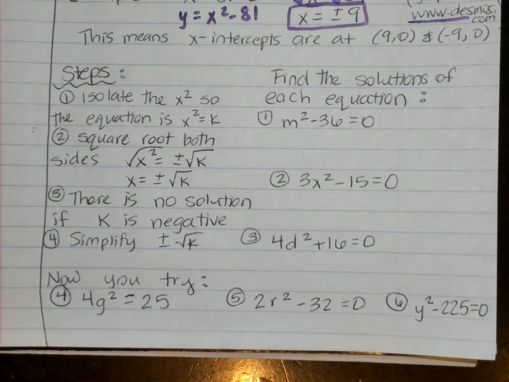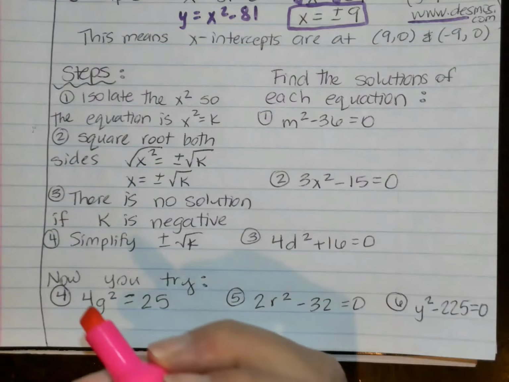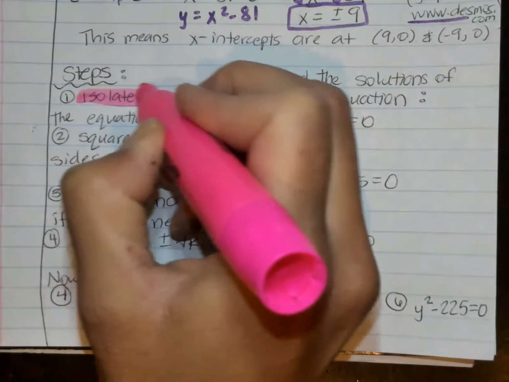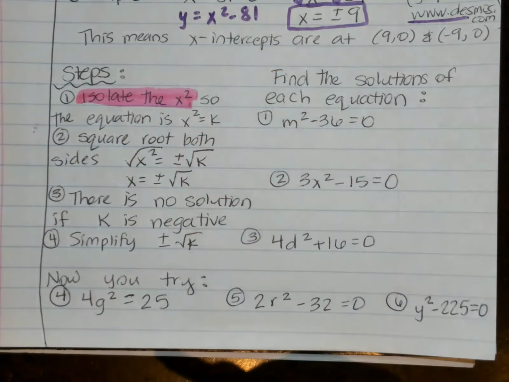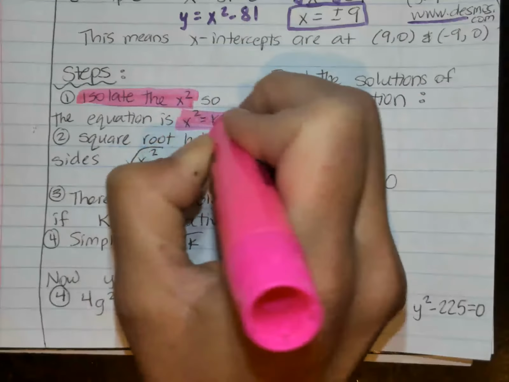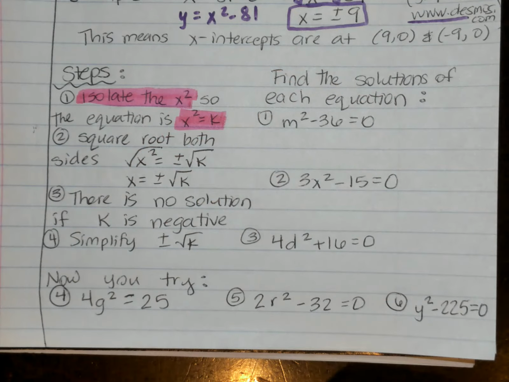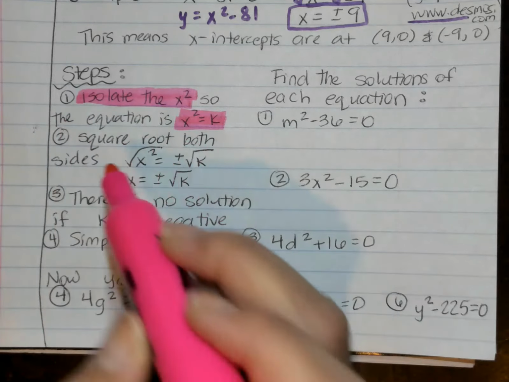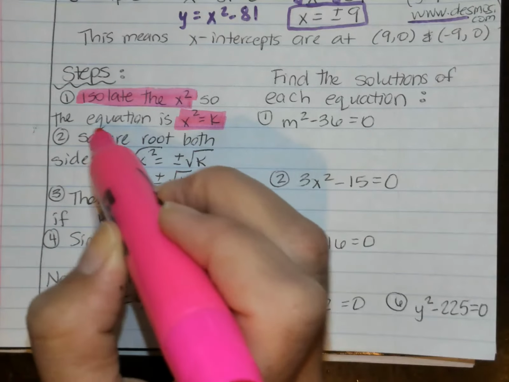So here are the steps for solving when all that you're doing is square rooting both sides. The really important thing is to isolate the x squared. So add or subtract or divide or multiply by everything to just have it be x squared equals k. That's what you have to make it look like. And then you can square root both sides. The first step, isolate x squared. The second step, square root both sides.